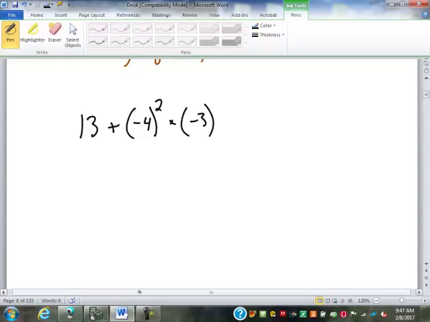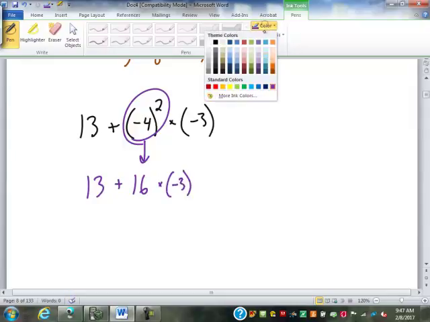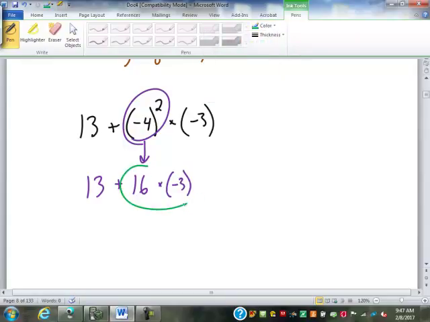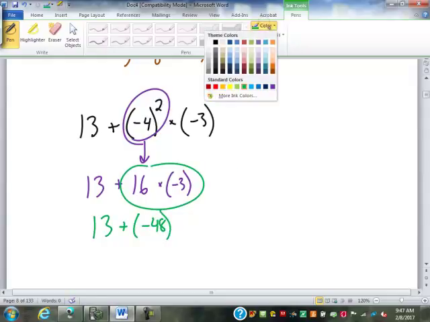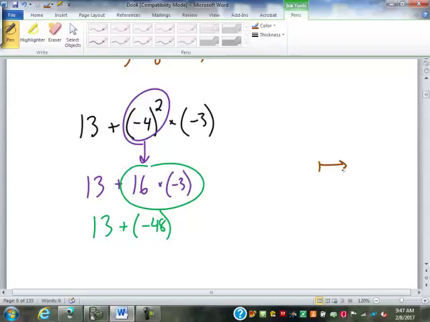So what's the first thing we have to do? We're going to do the negative 4 squared. We're going to do the exponent, which is positive 16. Then what? 16 times negative 3, negative 48. And then you've got 13 plus a negative 48, negative 35. Now, there were 2 sets of parentheses in this problem to start out with, and we kind of ignored both of them. Thought we had to do parentheses first.